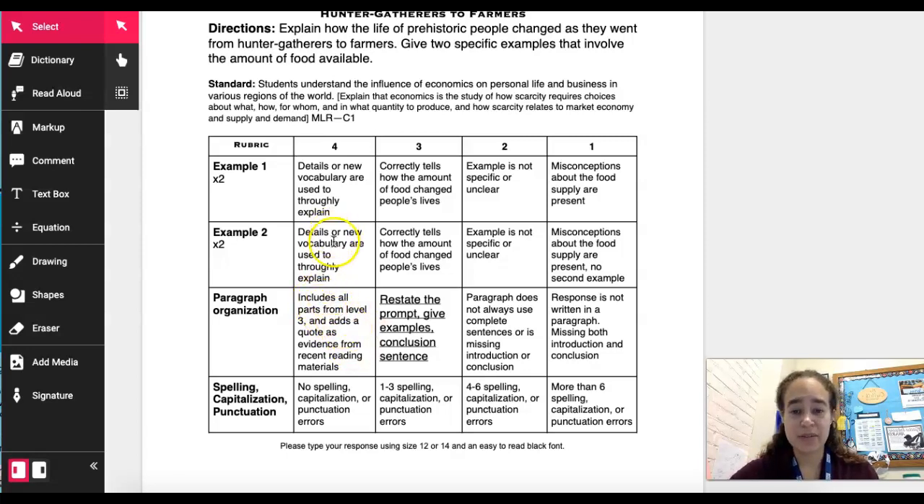By including more detail, you'll probably have a richer paragraph. And to get a 4 in this, you can include a quote from the reading that we've done. Probably that would be My World History in one of those sections about hunter-gatherers or about farmers. And including a quote would bring you up to a 4 as long as you've done all the things you need to get a 3.